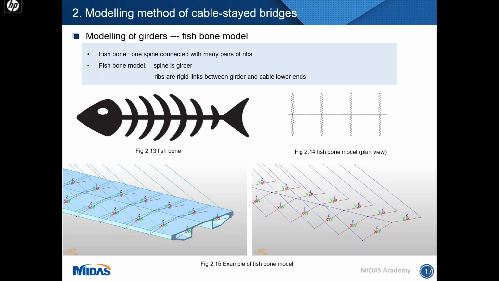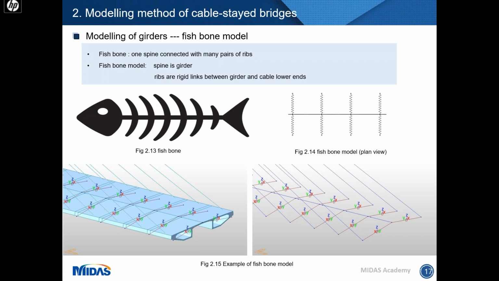For the modeling of girders, there are many ways to model girders. We can use a single girder. We can also use grillage, shell elements, or even solid elements. But I think that the easiest way and also the most popular way is the fishbone model.